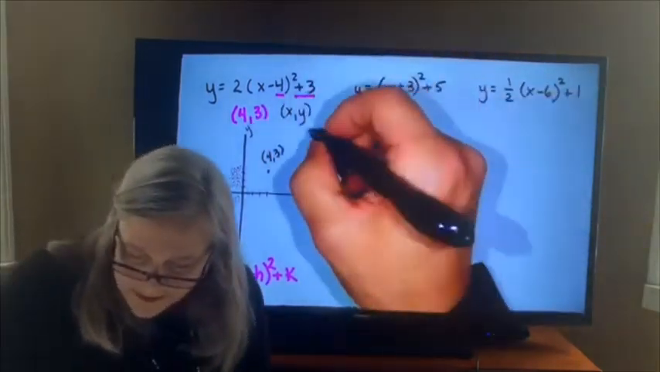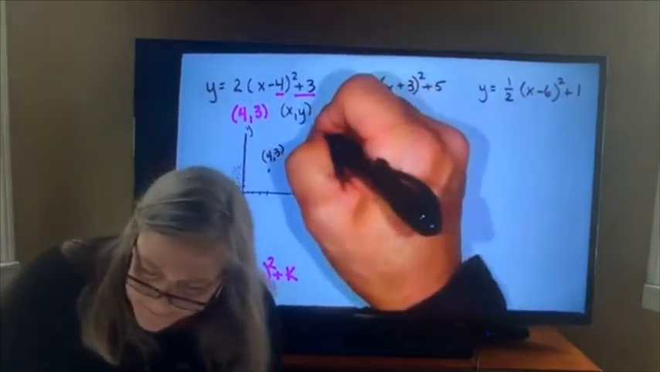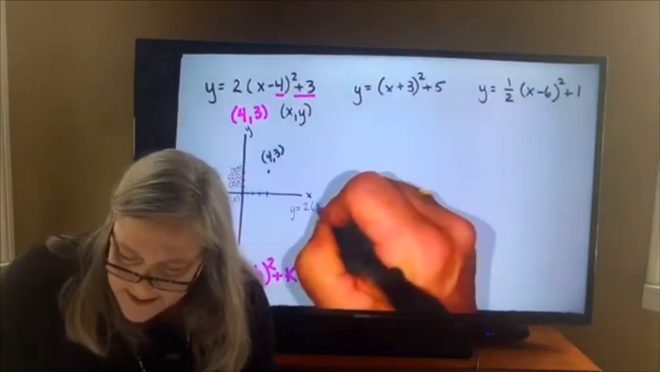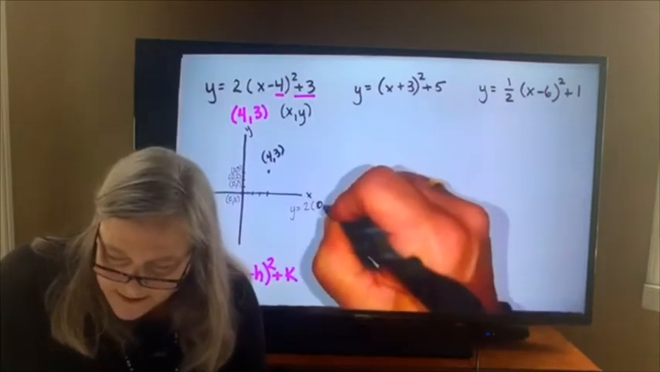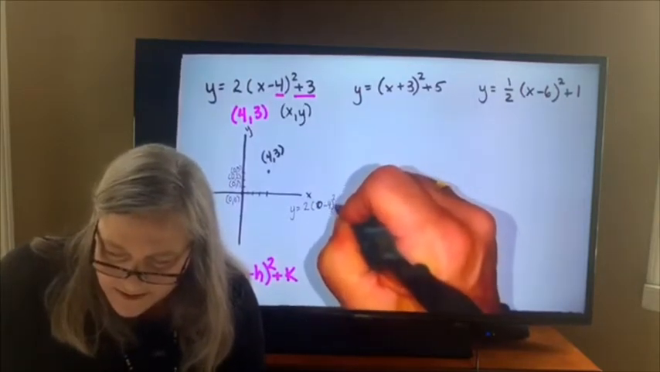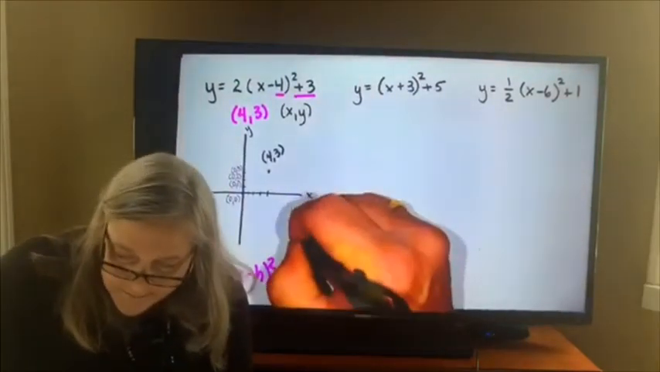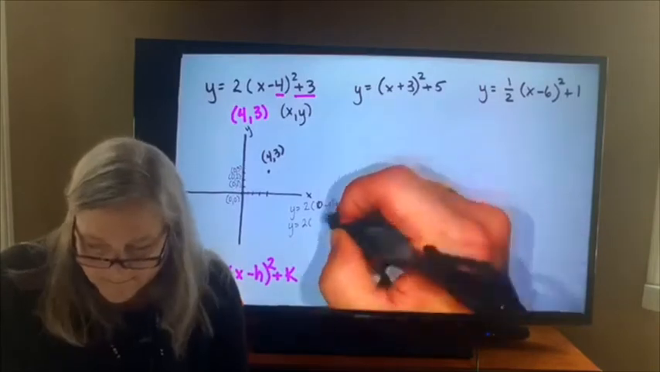So let's just do a little bit of computation now. So we have y is equal to 2 times x. Oops, we're going to put a 0 there in for x. Substitute a 0 in for x. Minus 4 squared plus 3. So what do we know? Y is equal to 2 times 0 minus 4 is negative 4.